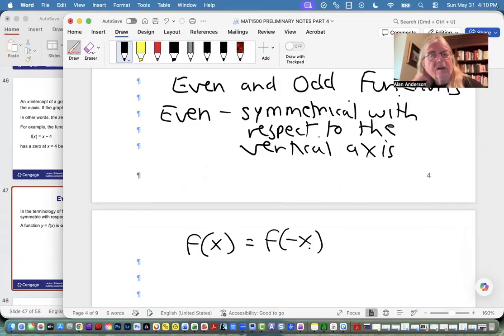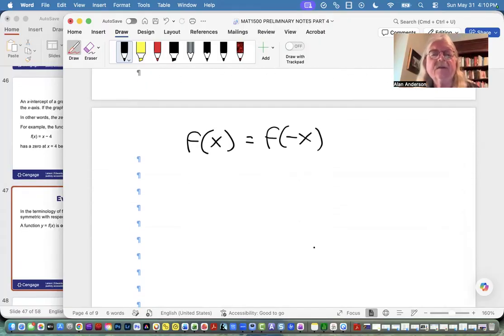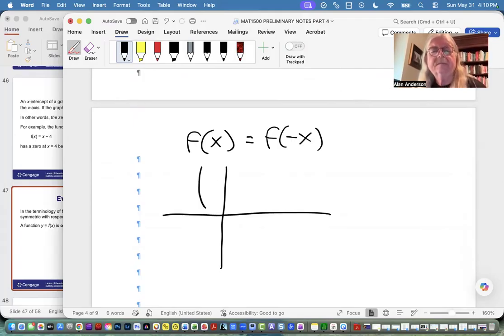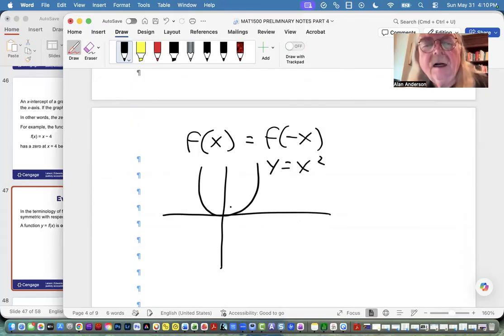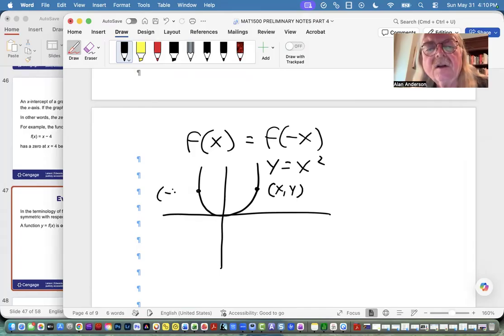if this is true for all x in the domain. So we had a bunch of these examples the last time we met. And so the classic example of this would be y equals x squared. For every x, we have the corresponding negative x, y. Okay. So this is said to be an even function. It's symmetrical around the vertical axis.